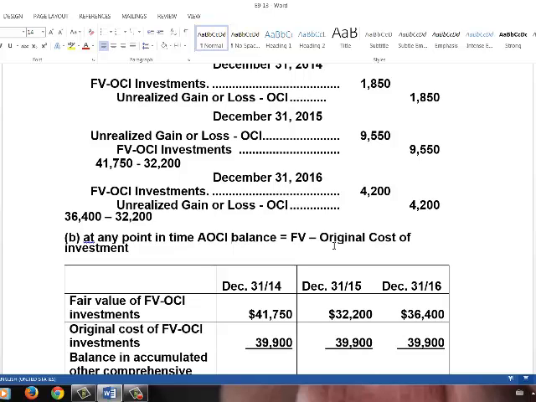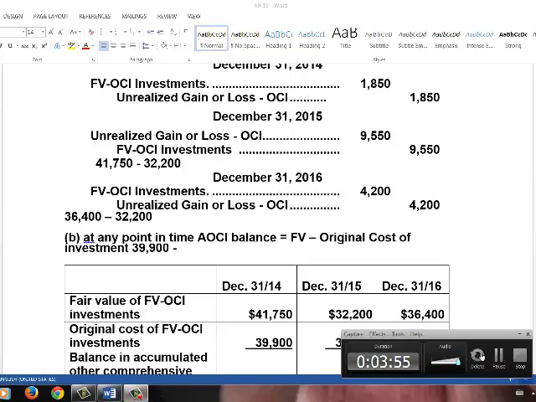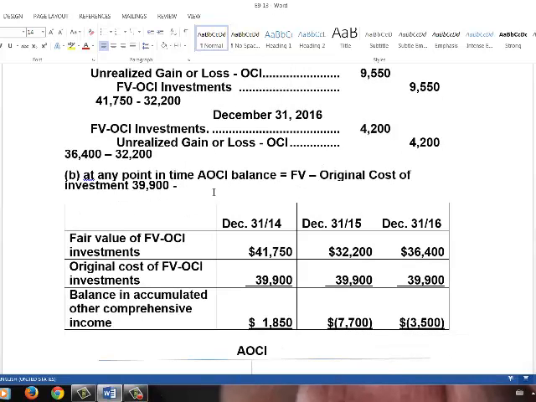So any cumulative unrealized holding gains and losses. We can look at the cost of the investment, which was $39,900, and what is it now? Well, if we look at the investment, the value it's sitting at is $36,400. So this was the original cost of the investment, and this is the fair value, December 31st, 2016, which is where we're at right now.